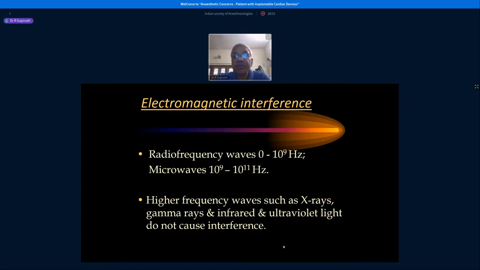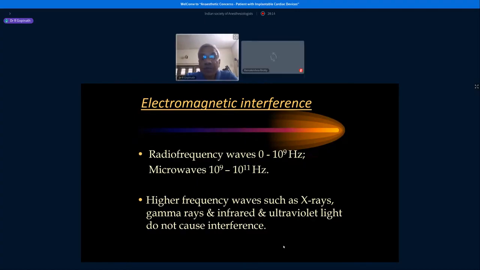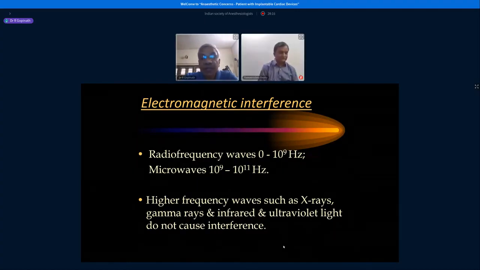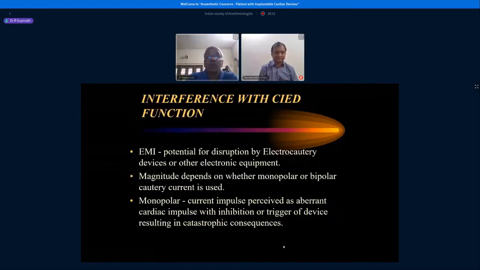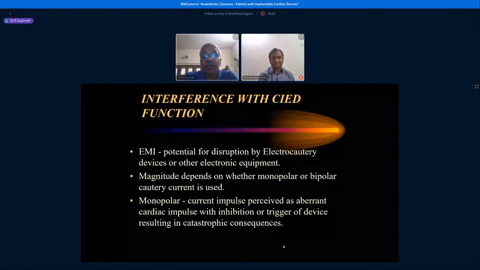So radio frequency waves are basically between 0 and 10 to the power of 9 hertz, and microwaves are beyond that, 10 to the power of 9 to 10 to the power of 11 hertz. Higher frequency waves in the form of X-rays, gamma rays, infrared, ultraviolet do not cause any interference. So how do they interfere with the function of these devices? There is a potential for disruption by electrocautery or any other electronic equipment that I have mentioned.